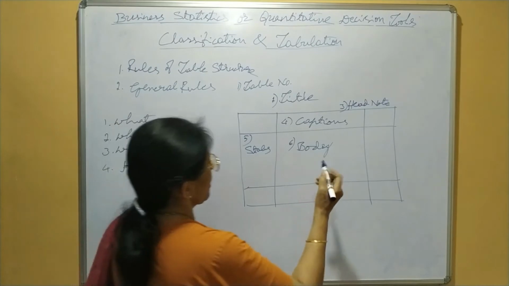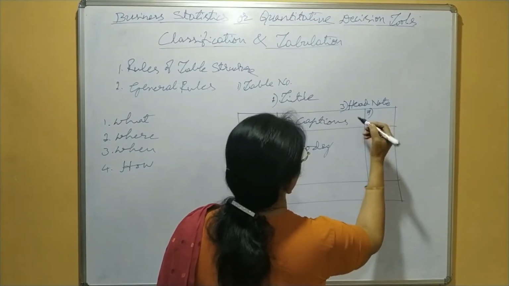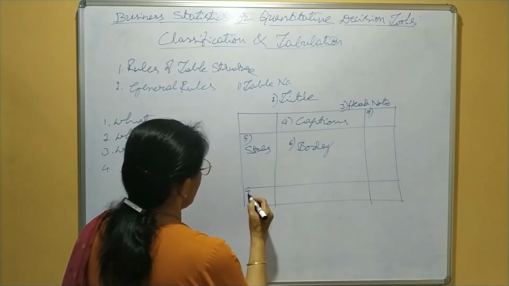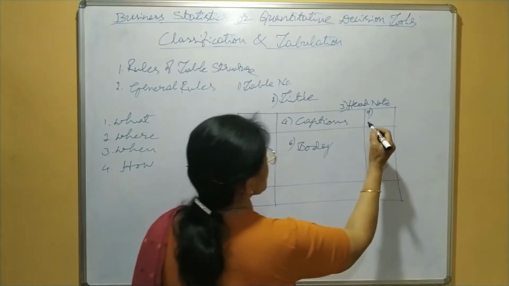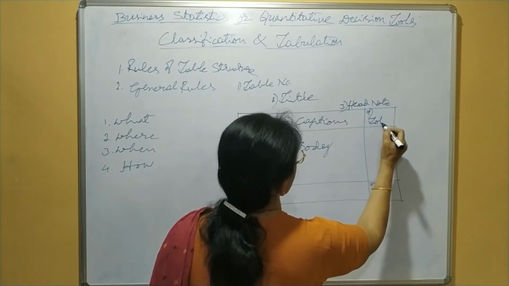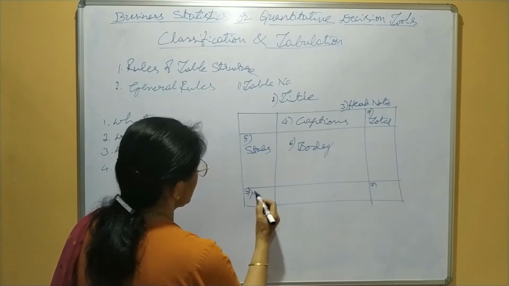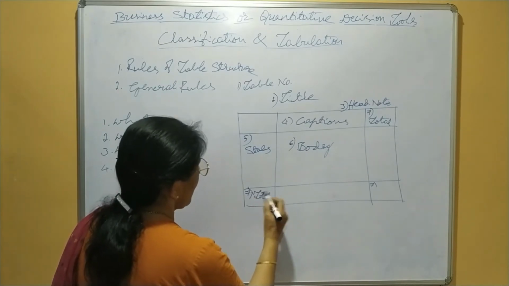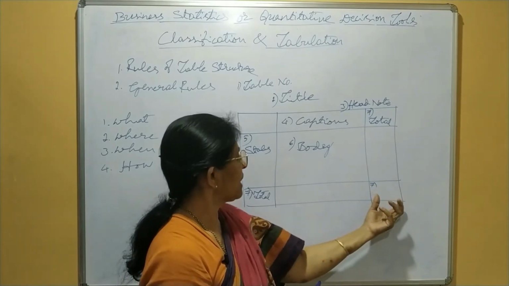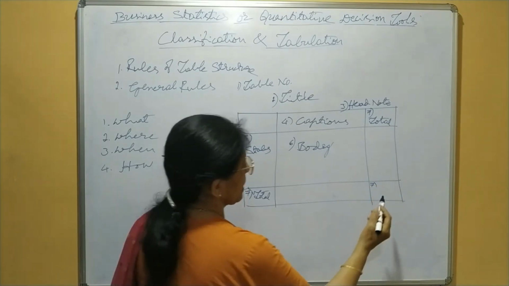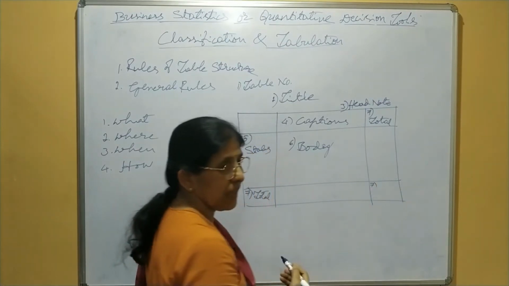Okay. Now, after the body, next one is 7. Here, row totals are taken to the last column and column totals are taken to the last row, and when both the sides' totals are taken, then grand total is taken to the right side corner cell.